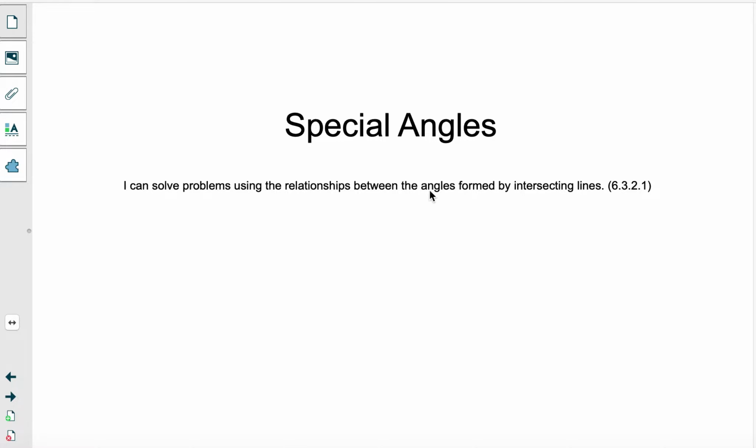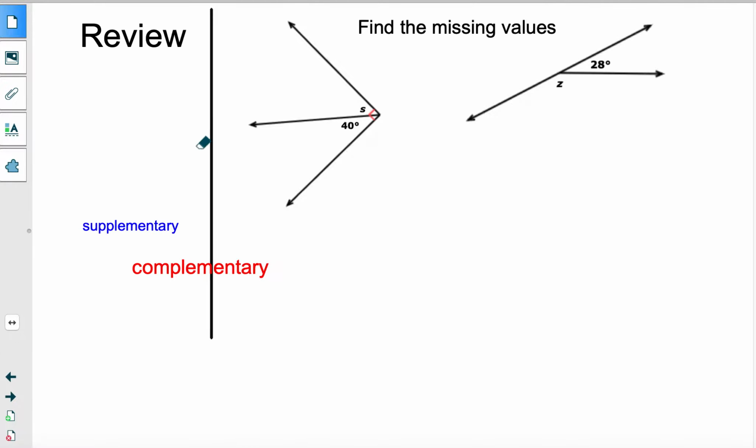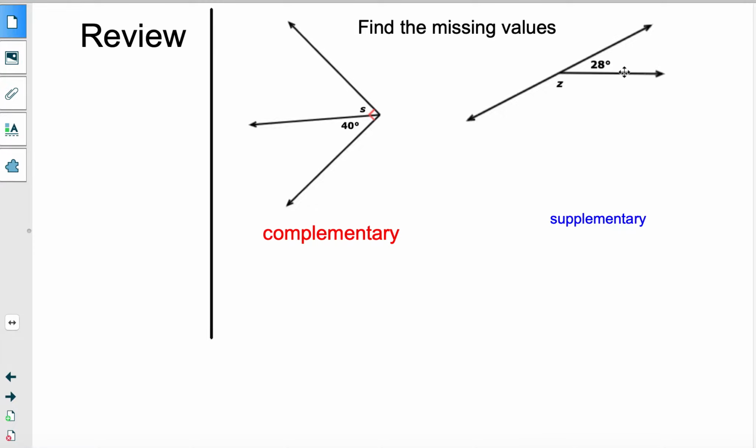Solve problems using relationships between angles formed by intersecting lines. So let's do a review. You did some of these yesterday with supplementary and complementary. So first of all, can you tell me which one is which? Well, this would be a complementary angle because it's 90 degrees, and this would be supplementary because it's 180. So in order to find the missing angle, I could take 90 minus 40 and get 50. So this missing angle is 50 degrees.